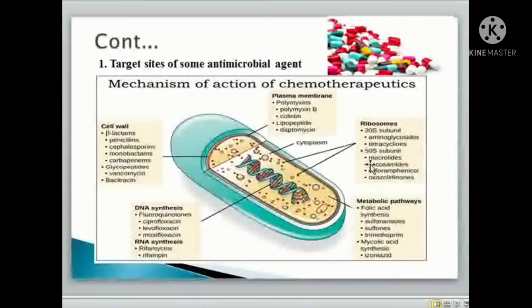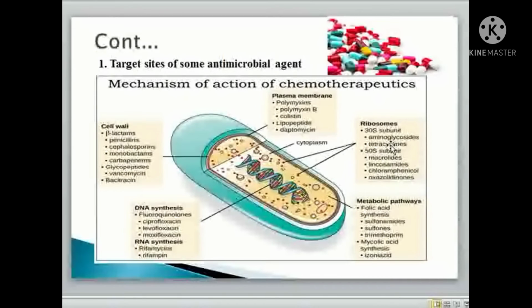macrolides, lincosamides, chloramphenicol, and oxazolidinones may act on the 50S subunit of the ribosomes and may result in protein synthesis inhibition. So here, most drugs that act on protein synthesis are bacteriostatic agents, whereas the aminoglycoside, although it also acts on protein synthesis, may result in bactericidal actions.